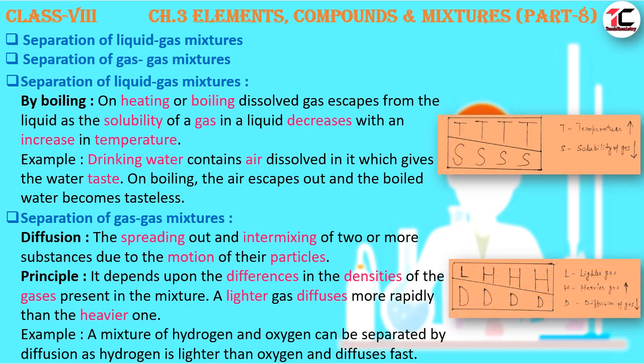Let us see in the diagram. Here L represents the lighter gas, H represents the heavier gas, and D represents the rate of diffusion. As the density of the gas increases, the rate of diffusion decreases. Let us see an example. A mixture of hydrogen and oxygen can be separated by the method of diffusion. As hydrogen is lighter than oxygen, it diffuses faster, so we can separate oxygen from hydrogen by the method of diffusion.